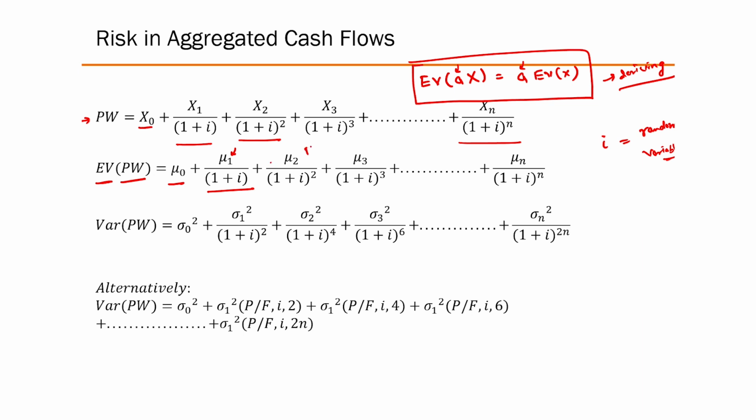Second will be expected value of x2, and this (1 plus I) square becomes the coefficient in this particular case, or you could say A2 if you are following this notation, right? So you are okay with this expression. The second expression, expected value of present worth, is mu naught plus mu1, which is the mean or expected value of x1, divided by 1 plus I, because 1 plus I is the coefficient that comes out of the bracket. Alright.